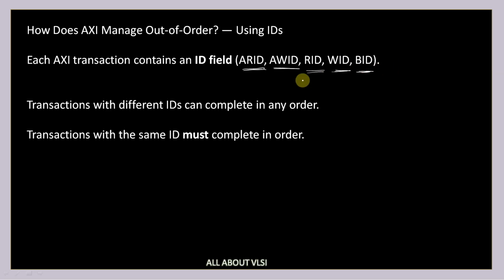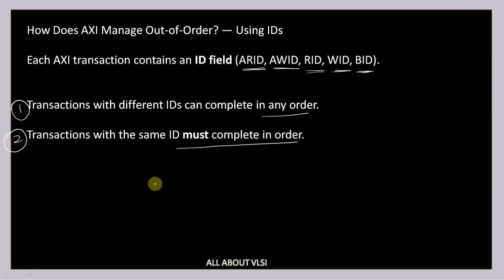So these are the ID fields which we are going to have for any transactions in AXI. Now the transactions with different IDs can complete in any order. This is the rule which we are going to have, but the transactions with the same ID must complete in the same order. This is the rule which we are going to follow.